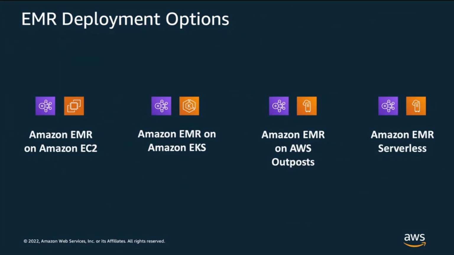Number one, which is very common, is Amazon EMR on Amazon EC2, which we are talking about today. The second one is Amazon EMR on Amazon EKS. We do have the option to run Kubernetes, Amazon EKS, the Elastic Kubernetes Service, on EMR as well. Another one is AWS Outposts, which is very commonly used for the government cloud. So if you have the requirement of using AWS Outposts with EMR, you can utilize that also.